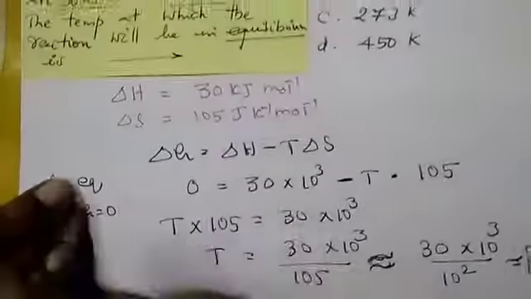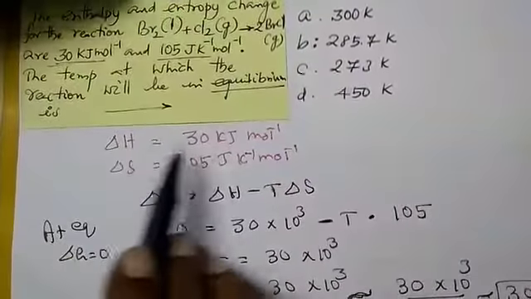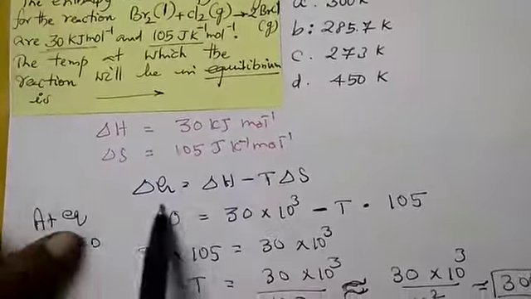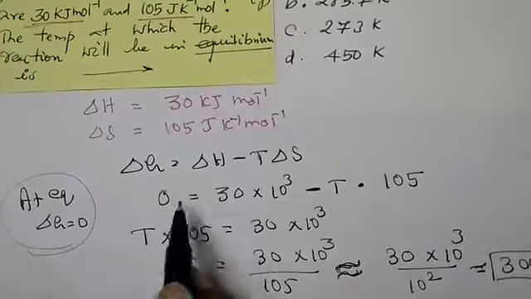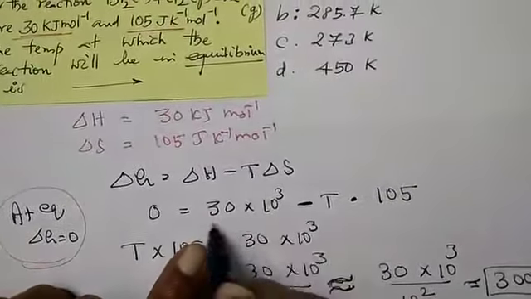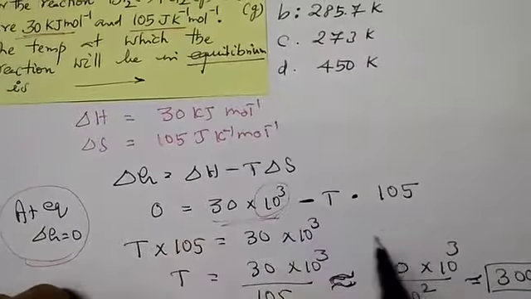Now let us write here. You write enthalpy and entropy respectively. Here it is kilojoule and joule. The condition is given as equilibrium. At equilibrium delta G is equal to 0. So here it is kilojoule to joule, and for that conversion it is written.